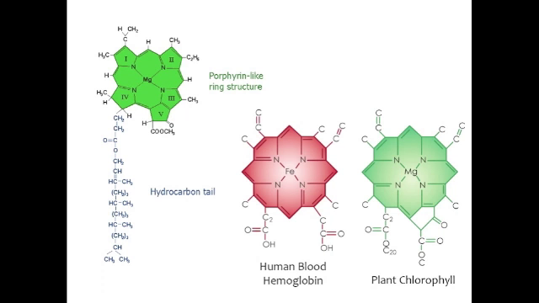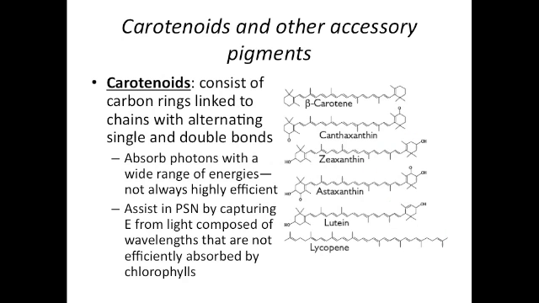They have a different metal atom in the center. Plant chlorophyll has a magnesium. Hemoglobin has that iron atom. Now, carotenoids are accessory pigments. Like I said, all these pigments work together to absorb as much of the light spectrum as possible.